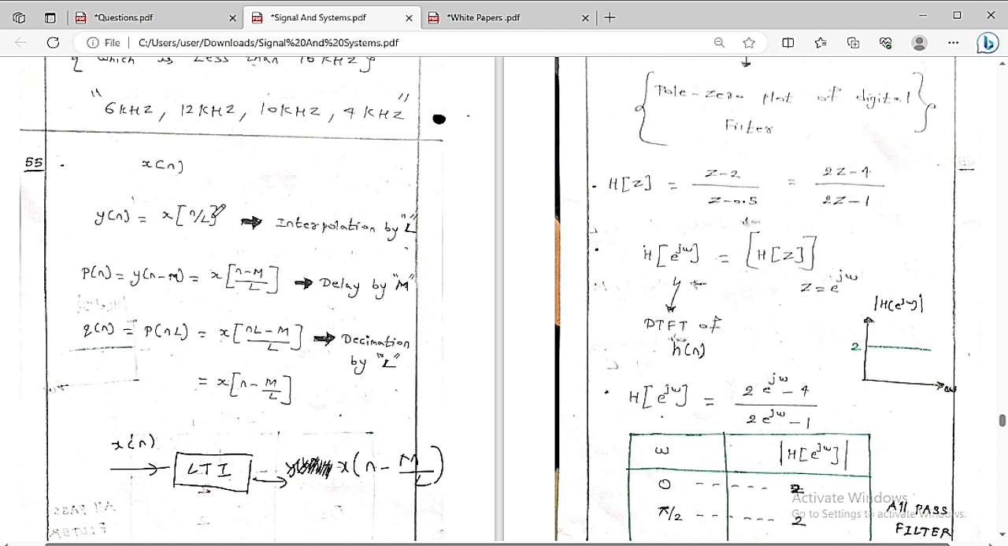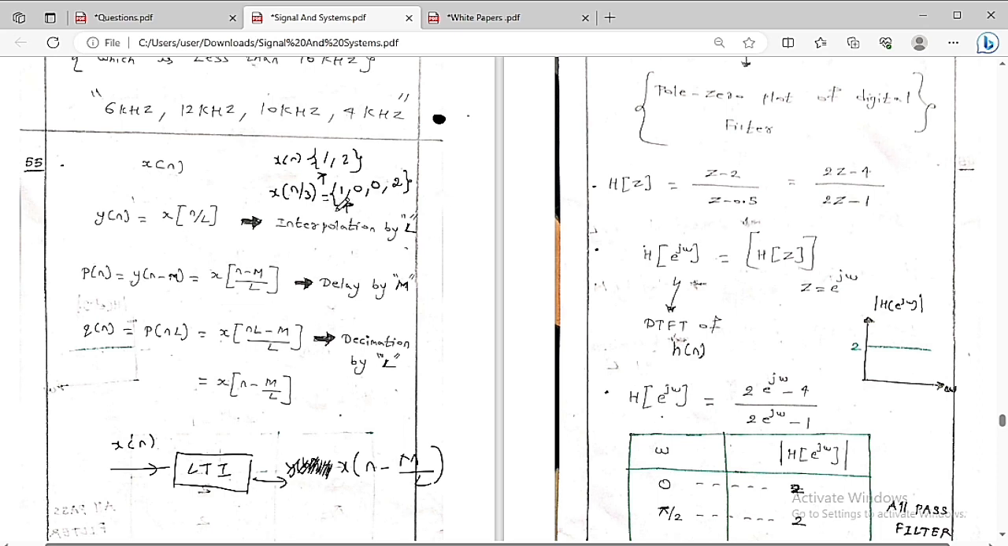Suppose x of n is equal to 1, 2. Then what is x of n by 3? For n equal to 0 the value is 1, n equal to 1 it is 0, n equal to 2 it is 0, and n equal to 3 its value is 2. Remaining things are 0. You can see between 1 and 2 we have kept 0. This is called interpolation. I think you have understood the meaning of this.